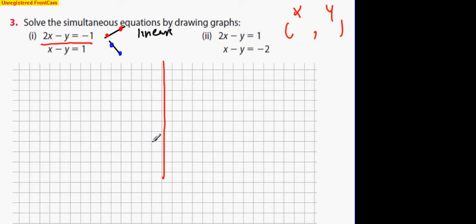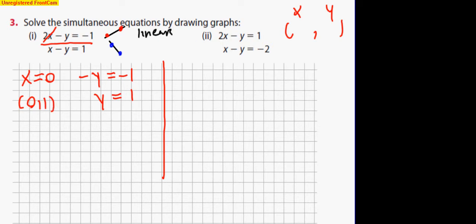So what we're going to do first is get the red line. To get the red line, what we simply do is we replace x with 0. Because we replace x with 0, the 2x disappears. This leaves minus y equals minus 1. Multiply both sides by minus 1 and you get y equals 1. This is the point 0, 1.